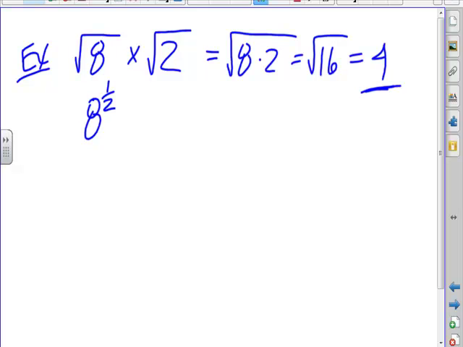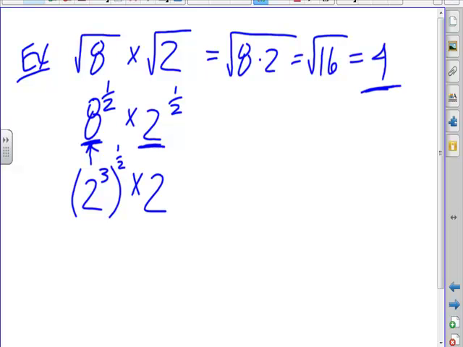So square roots, remember, are the same as raising something to the half power. So this would be the same as 8 to the half times 2 to the half. Now I can't really do anything at this point because I have different bases. But I could say, well, wait a minute, maybe I could write 8 with the 2 as a base. Because 2 to the third power is exactly the same as 8. But then I still have this to the half power times 2 to the half power.